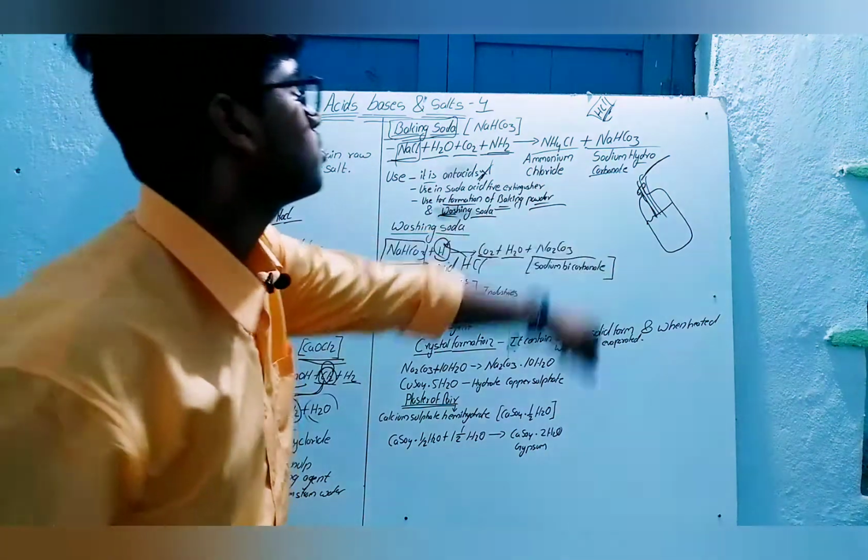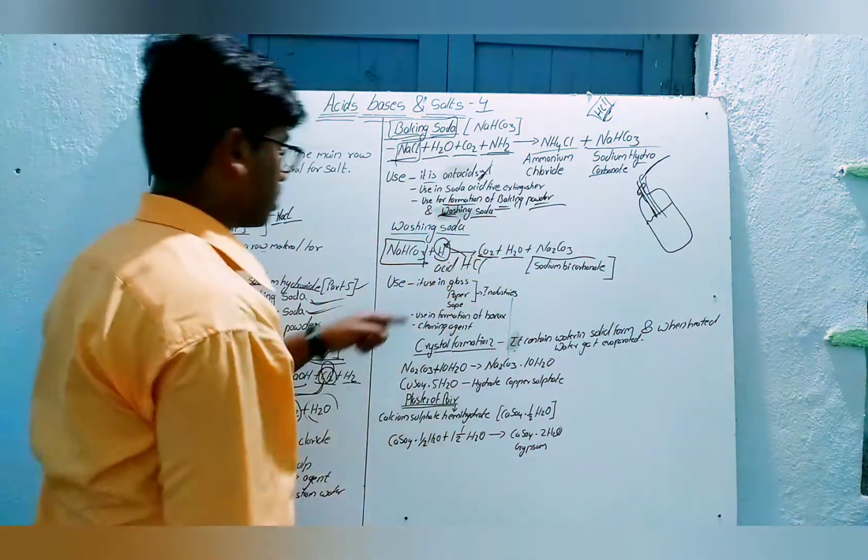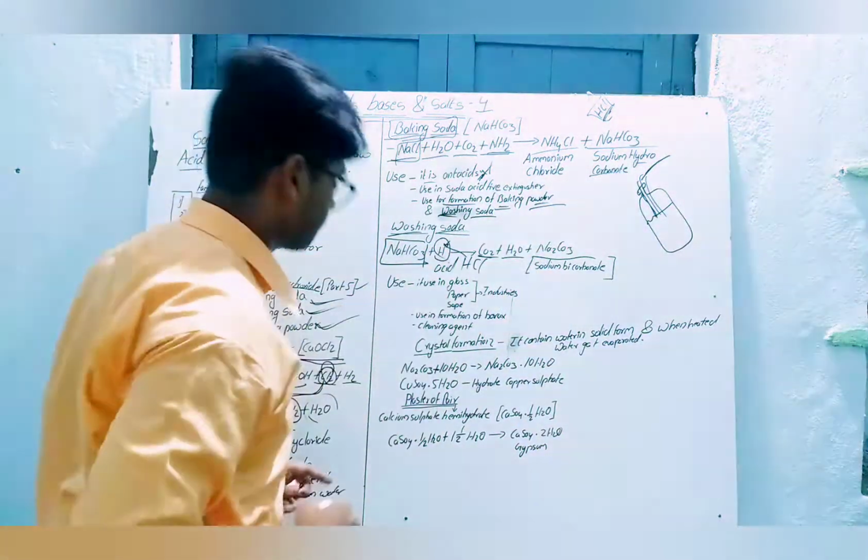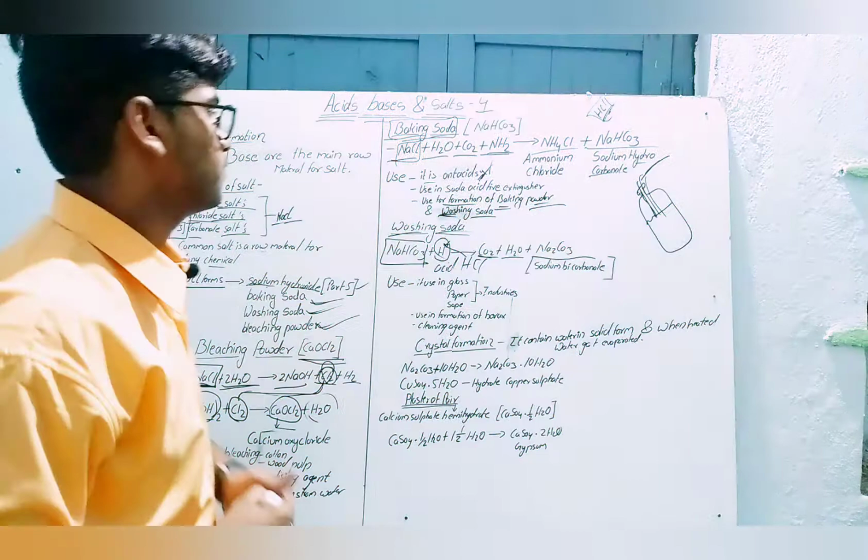The Na2CO3 is nothing but what? Sodium carbonate is washing soda. The formula of washing soda is Na2CO3. So then we have seen the formation.